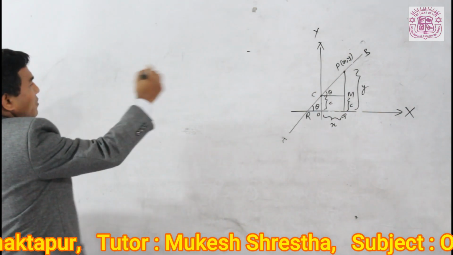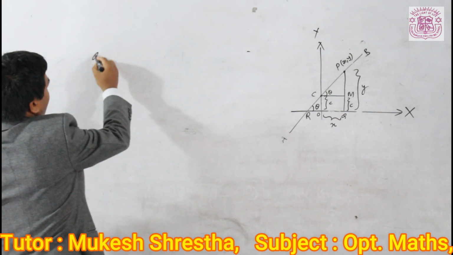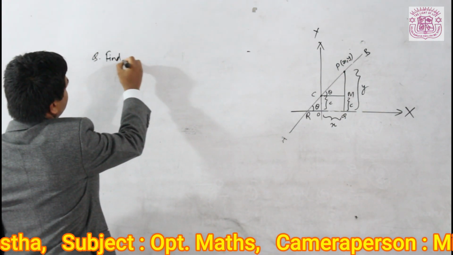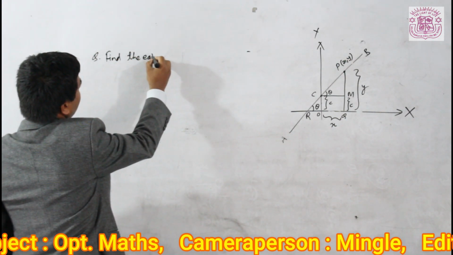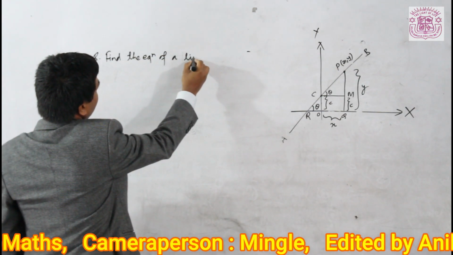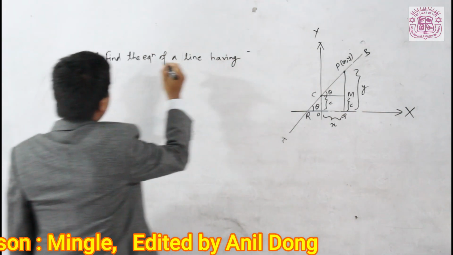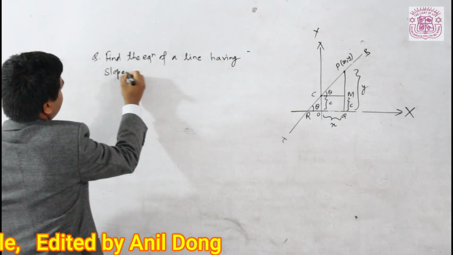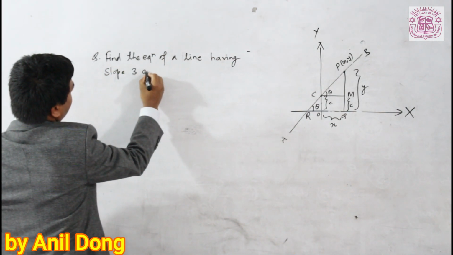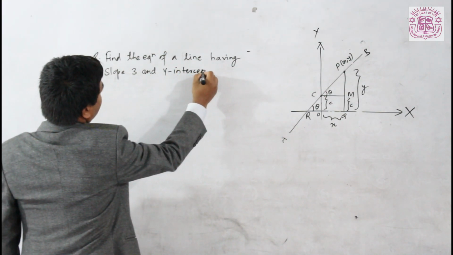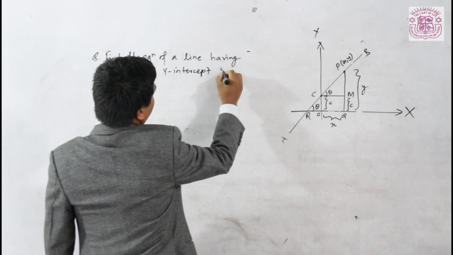Okay, let's do one example question. Find the equation of a line having slope 3 and y-intercept 5 units.